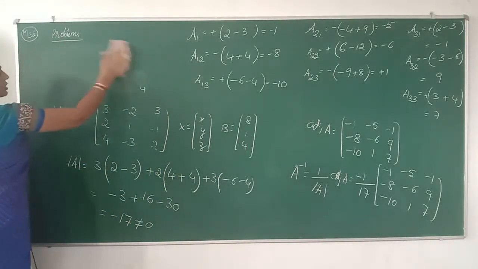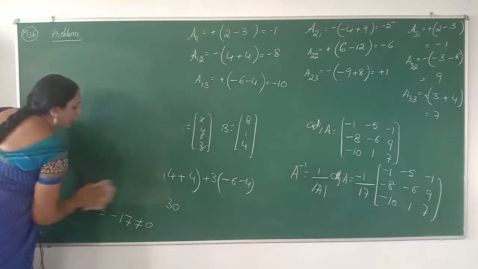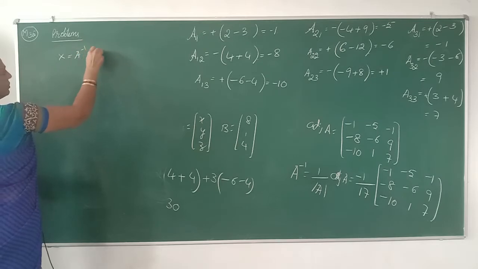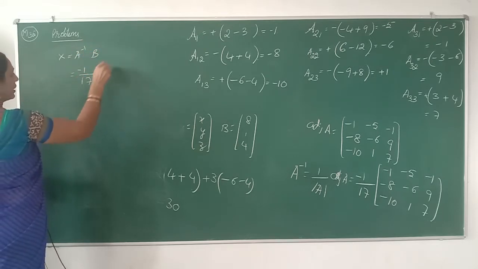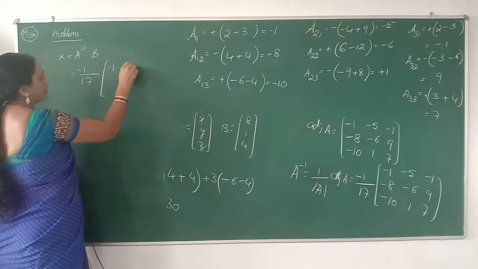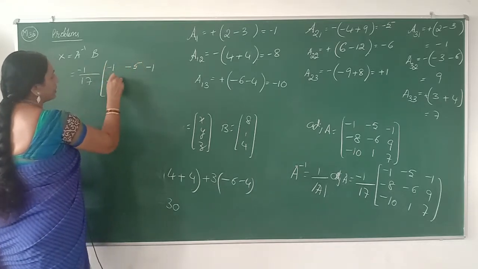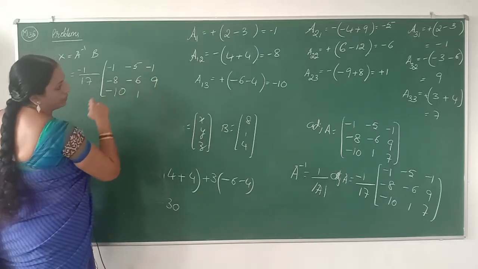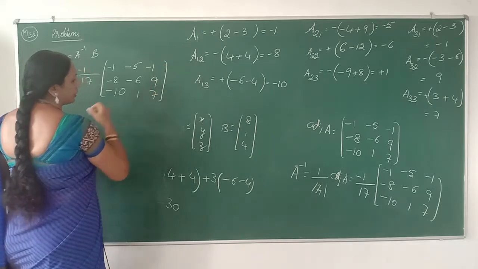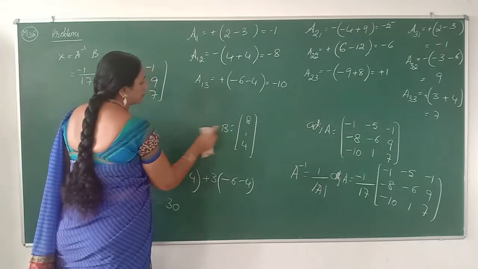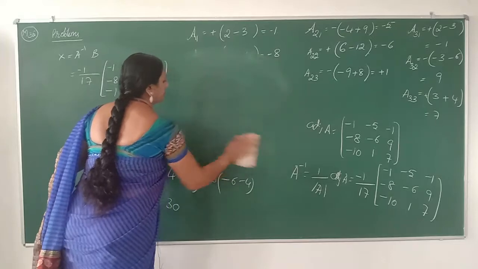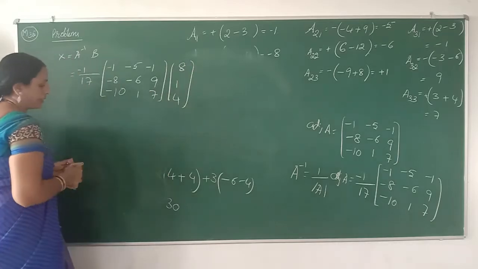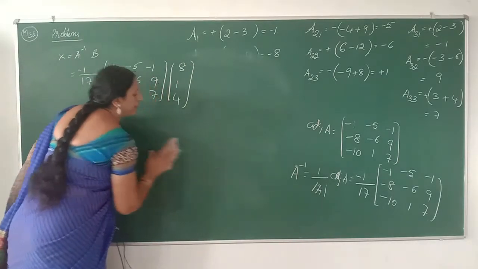After that, by using the solution, where X is nothing but A inverse into B. Elements of A inverse are minus 1 divided by 17 into minus 1, minus 5, minus 1, minus 8, minus 6, 9, minus 10, 1, 7, into the elements of B. B is nothing but 8, 1, 4. So we multiply the corresponding elements of row and column.